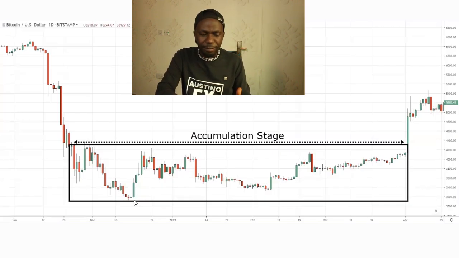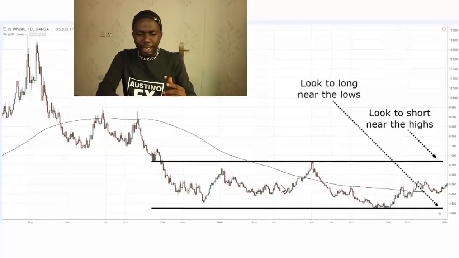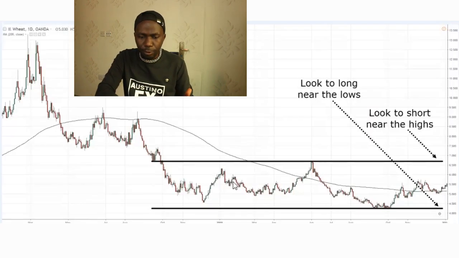The buyers will buy from the lows, the sellers will sell from the highs. And this is why we call it the accumulation stage. The buyers and the sellers are in equilibrium. So they are struggling for supremacy to know who will definitely win this battle. So that's what we call this stage an accumulation stage. So in the accumulation stage, like I said, the buyers buy from the lows, the sellers sell from the highs.